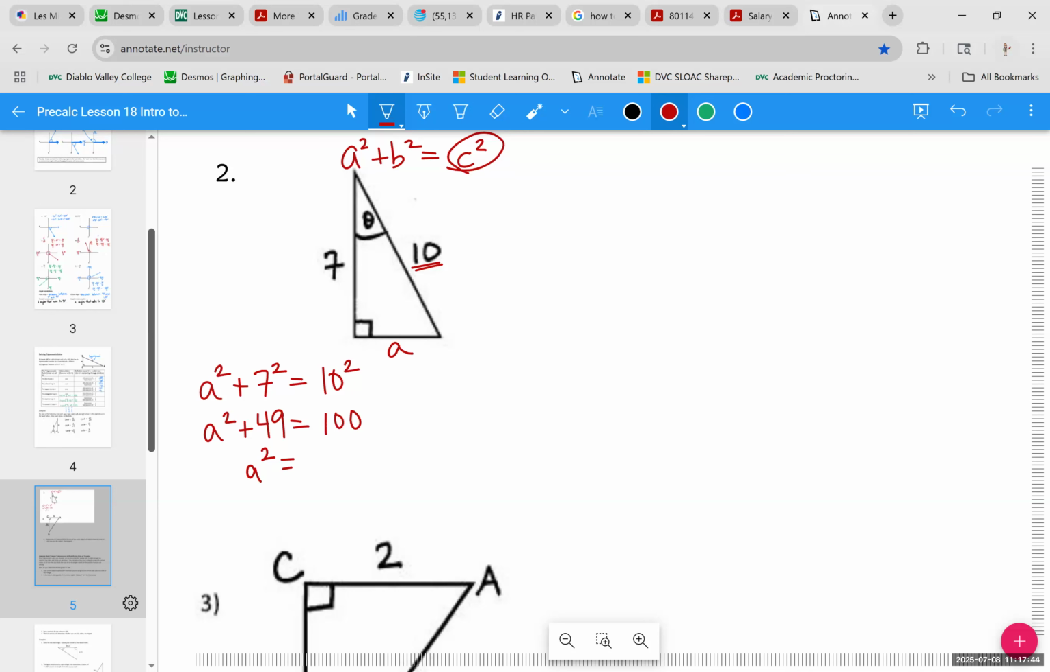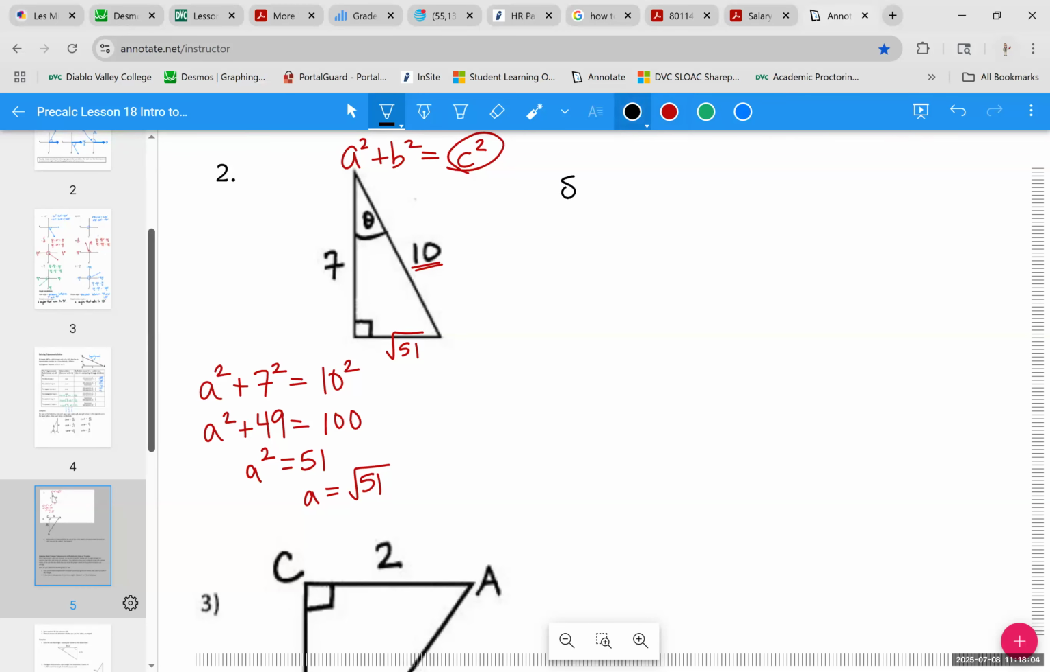Let's see, that would be 51 if I subtract, and I'm not going to get a nice whole number, so I'm just going to leave it as the square root of 51. Okay. So I'll replace that with this. I don't think I can simplify that square root. 4, 9, 16, none of those go in.